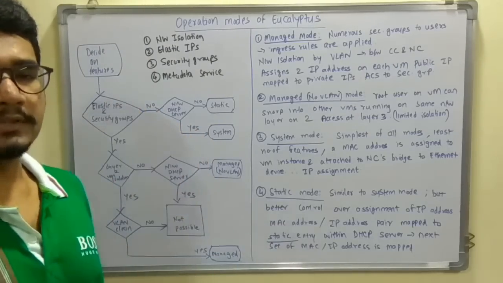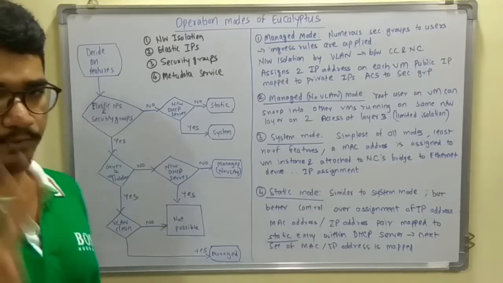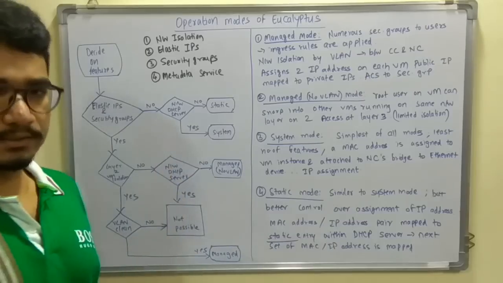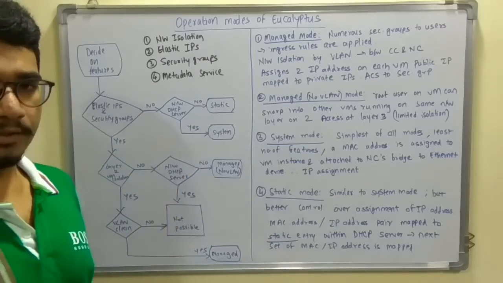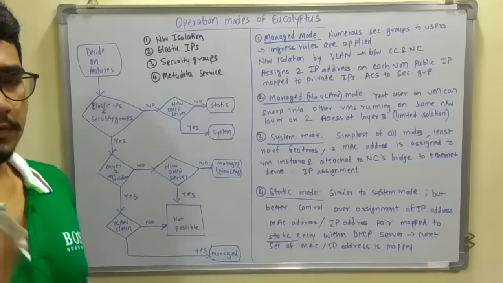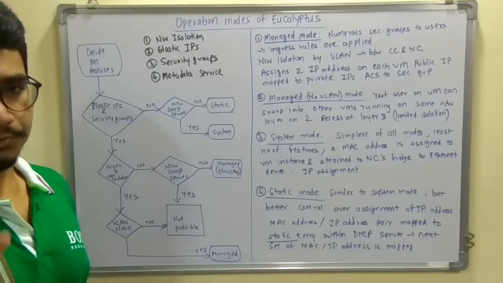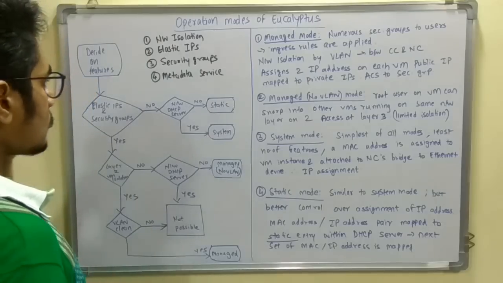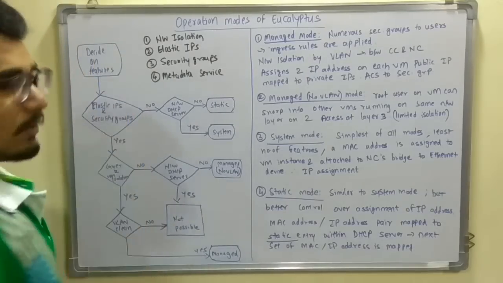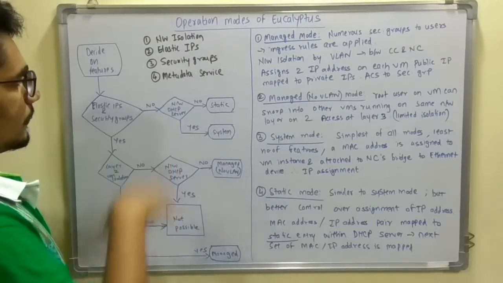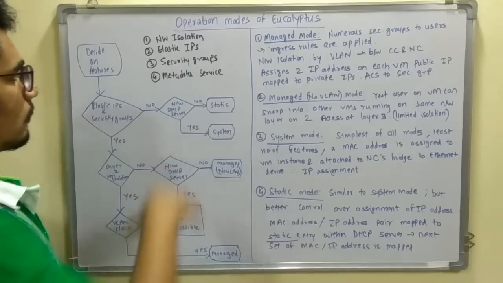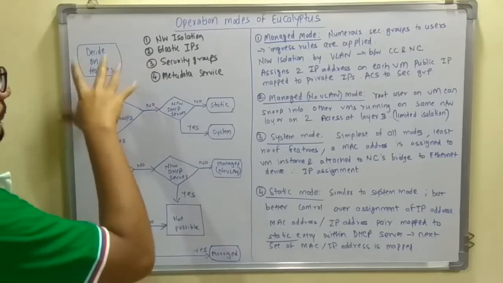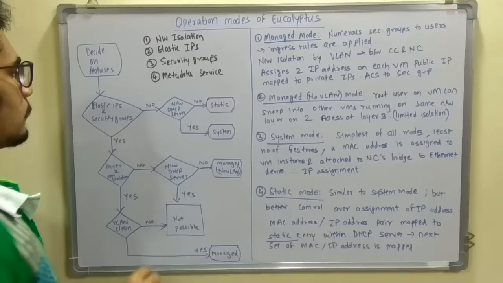So basically, Eucalyptus provides four different features. First is network isolation. Second is elastic IPs. Then security groups, and then the metadata service. So these are the four different services which Eucalyptus Cloud provides for designing your private clouds. So first of all, deciding on the features means deciding whether you want all four features or any one, two or three out of these. That is basically the very first step in its operation mode.